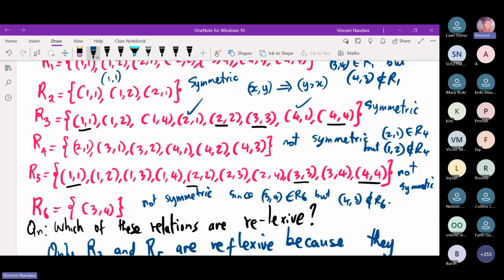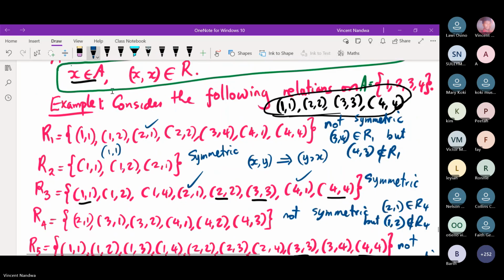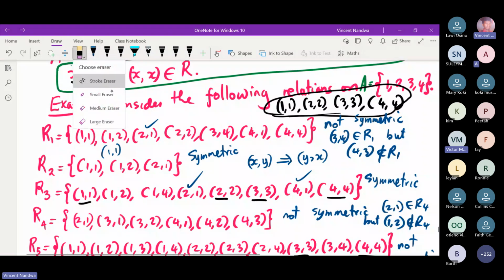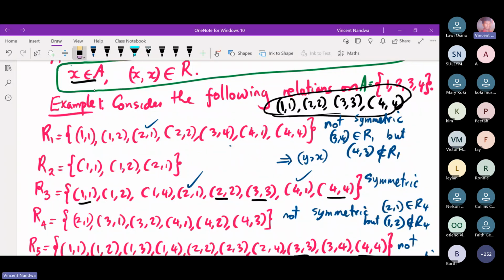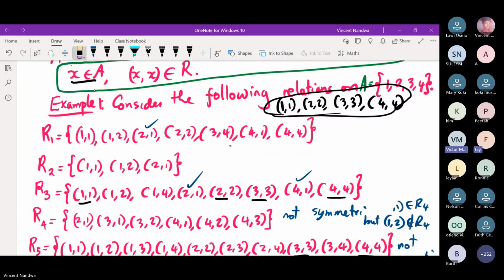Now the next thing I want us to do is to use the same relations and classify which ones are antisymmetric and which ones are not. And so when you are defining antisymmetric, what are we supposed to check for? We're supposed to check x, y and y, x.